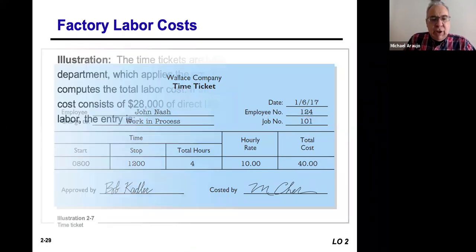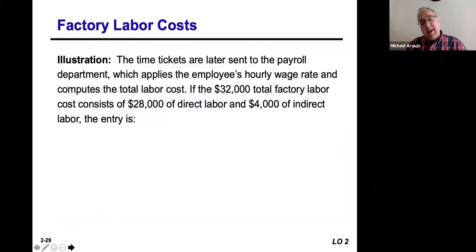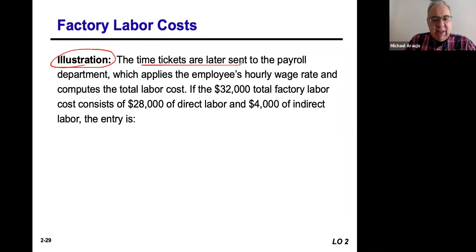All right. So what does this mean? Well, that also needs to be allocated as you see. So here's the illustration on labor. All the time tickets are sent to payroll and they look at the hourly rate, obviously, and compute the total labor costs. So now what we know is that there are $32,000 of total labor costs.